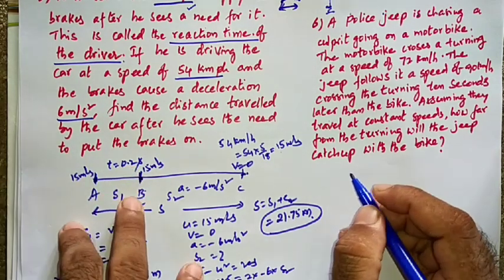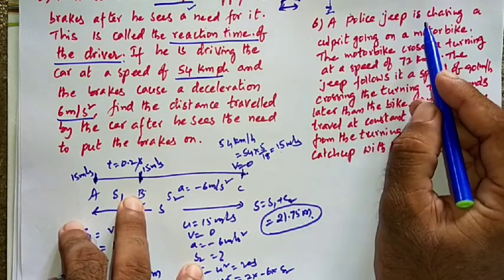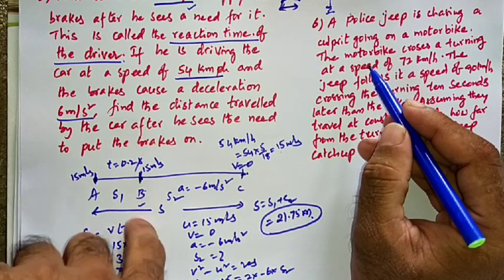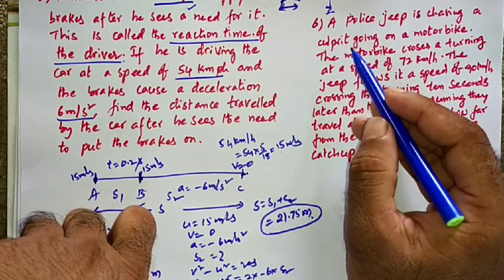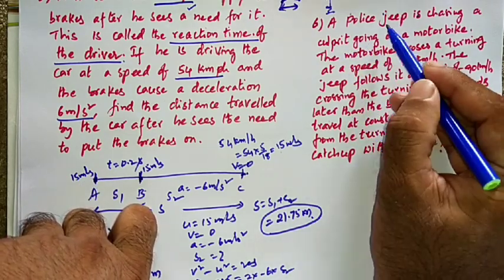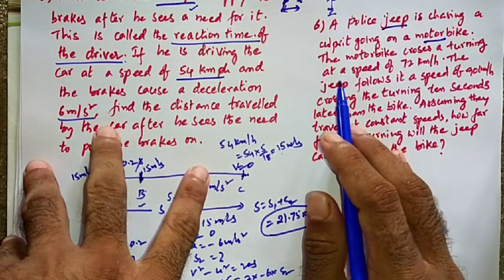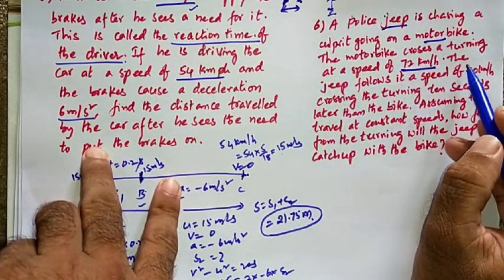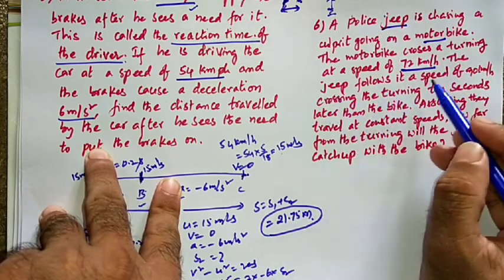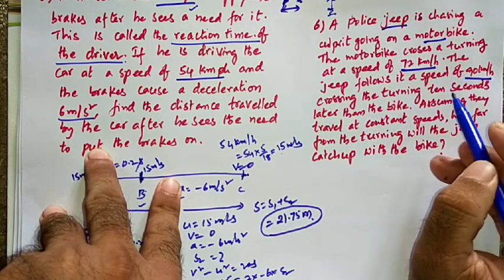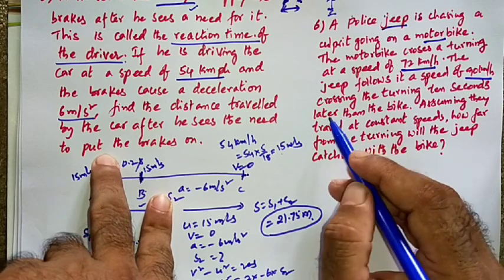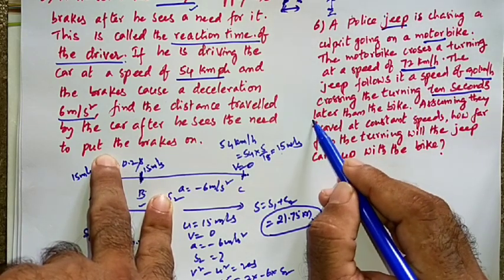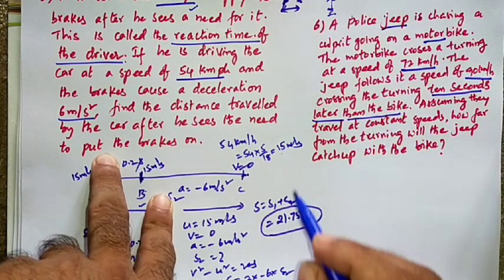See some interesting question. A police jeep is chasing a culprit going on a motorbike. Culprit means a thief, let us take. Jeep and motorbike. The motorbike crosses a turning at a speed of 72 km per hour. The jeep follows at a speed of 90 km per hour, crossing the turning 10 seconds later than the bike.